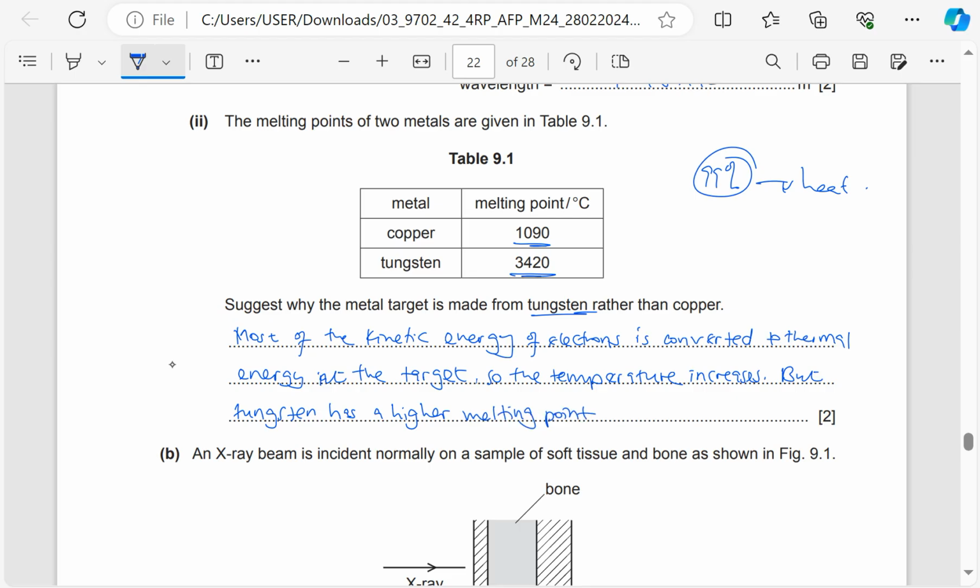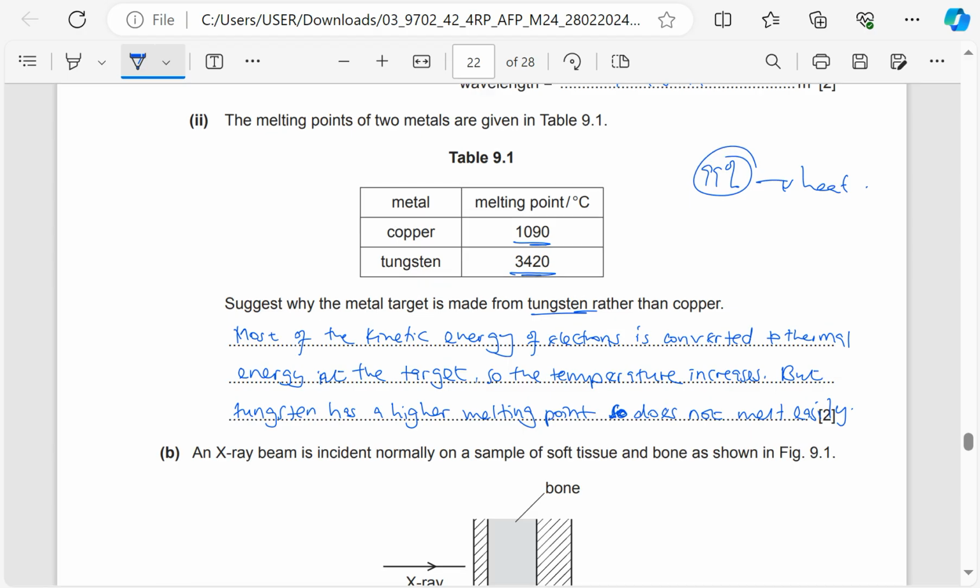Tungsten has a higher melting point, so does not melt easily. So because tungsten has a higher melting point, it will not melt easily. What we mean by high melting point means it requires too much heat for it to melt. So it does not melt easily.